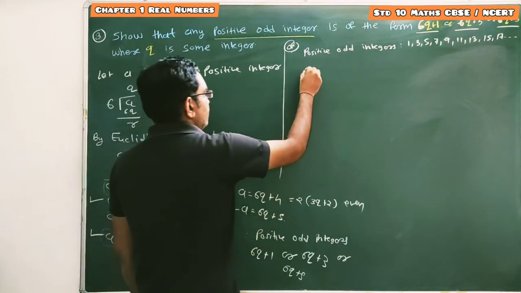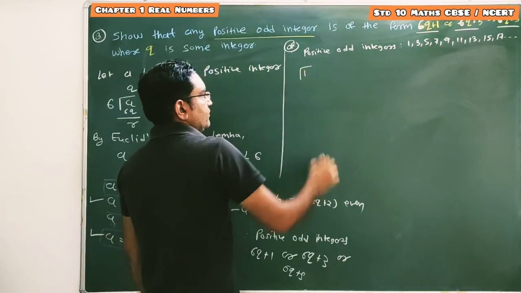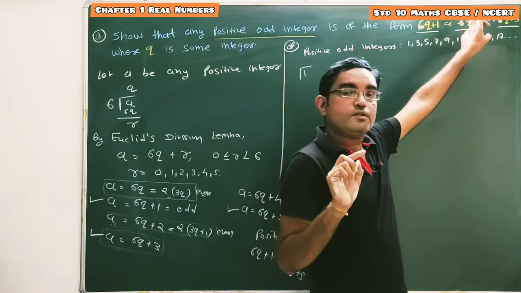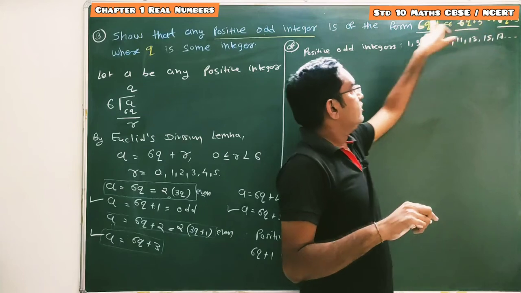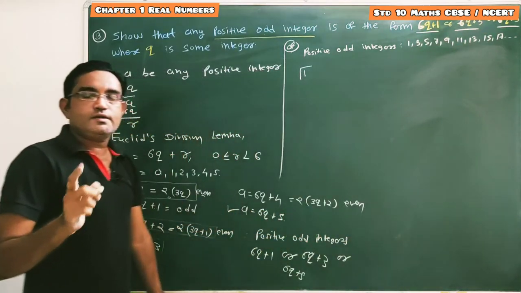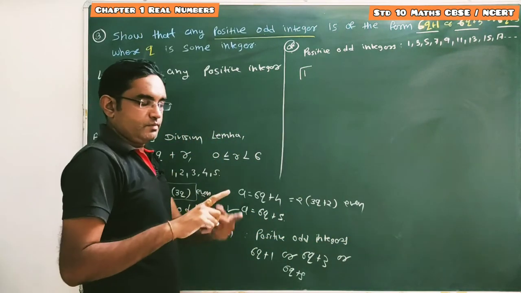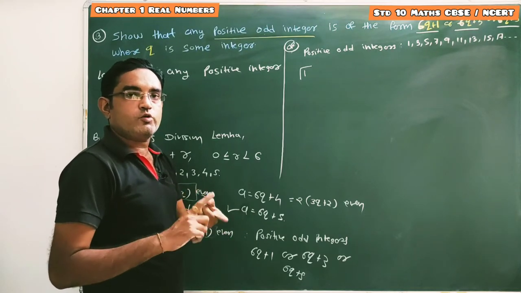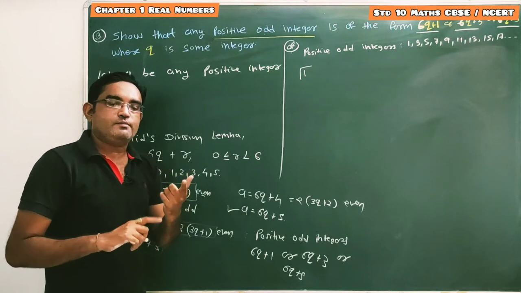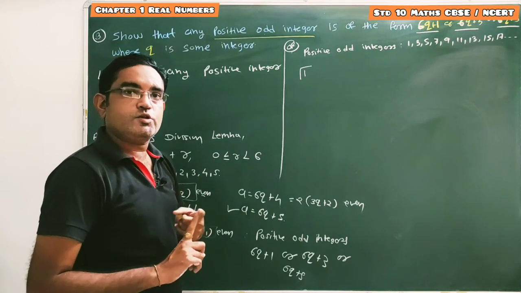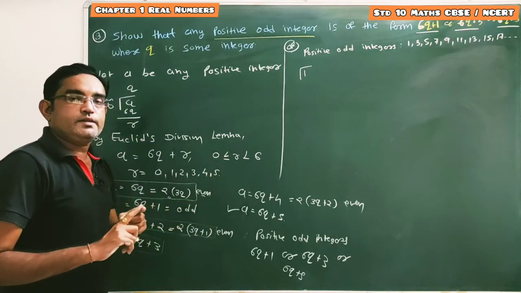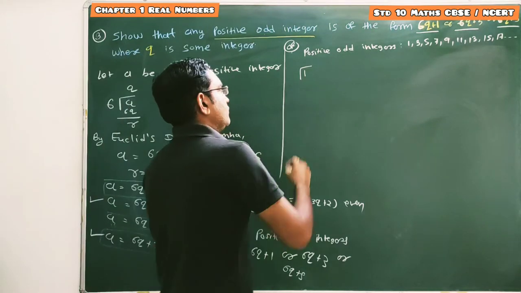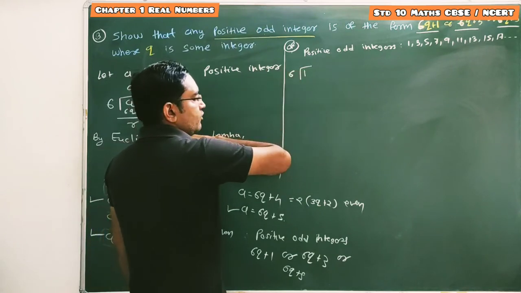Let's divide these numbers by 6, because we require the 6q plus 1 form, 6q plus 3 form, 6q plus 5 form. So here we have to divide these positive odd integers by 6. In the previous sum we were dividing by 4 when we required the 4q plus 1 and 4q plus 3 form. In the sum before that, in question number 1, we were dividing by 2, because there we required the 2q plus 1 form. Here the requirement is 6q plus 1, so we will divide by 6. So what is the long division?